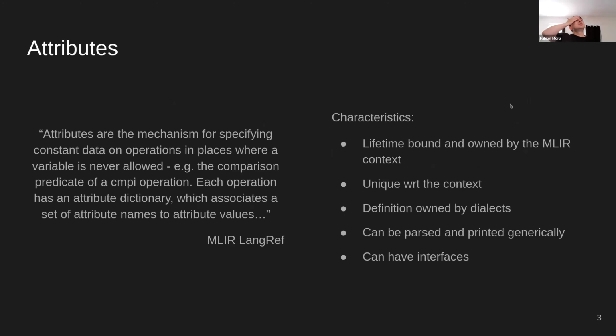Before that, it's important to remember what attributes are, which is just a mechanism to specify constant data in operations. The lifetime is bound to the MLIR context, and it endures for the entire duration of the context. They are unique with respect to the context, so you can just compare addresses of two attributes and determine if they are the same attribute. They are owned by dialects, can be parsed and printed generically, and can have interfaces.